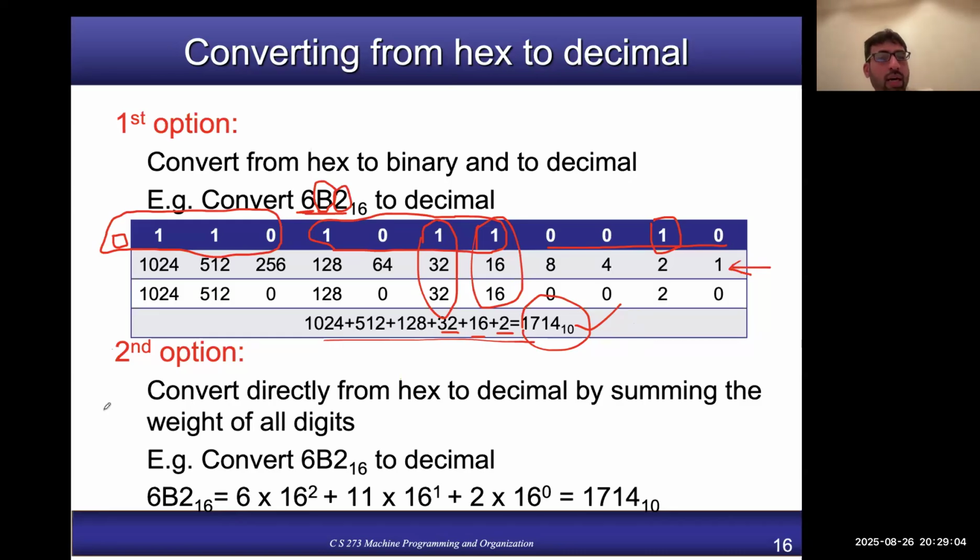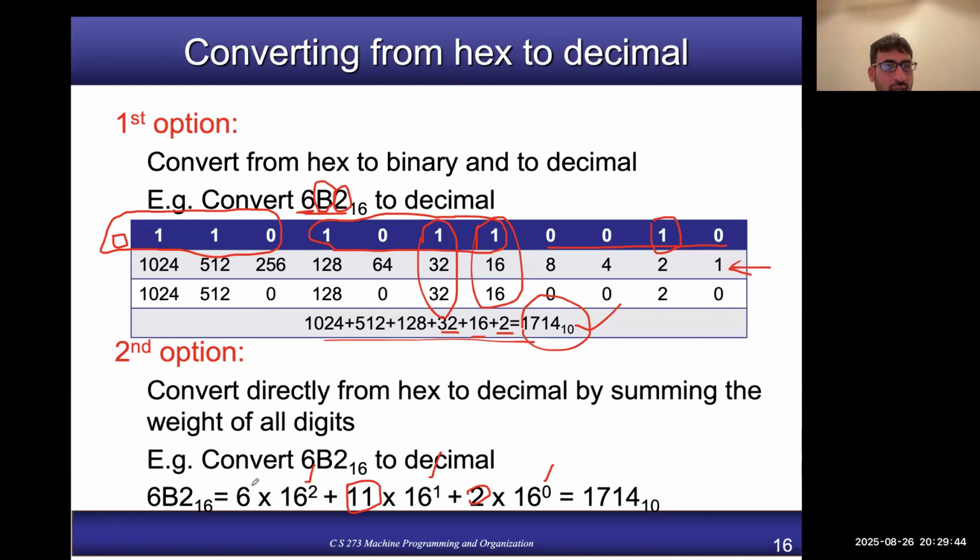Okay, the second option is that if you want to convert from hex to decimal, you can convert directly using the weights of the hexadecimal system. So again, if we have the same number, let's say 6B2, and I directly want to convert it, I will simply multiply all the digits with increasing powers of 16. So here 16 raised to power 0, 16 raised to power 1, 16 raised to power 2. The first digit is 2, so here I have 2. The second digit is B, but remember that B in hexadecimal is equivalent to 11 in decimal. So that's why I'm writing 11 here.